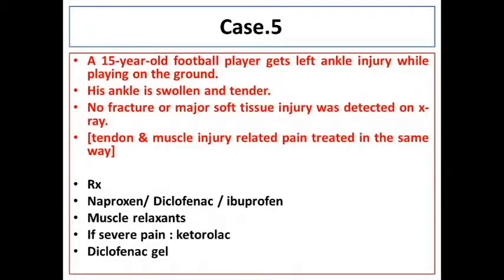Case number 5. In case number 5, there's a young football player who gets an ankle injury, and the ankle is swollen and tender, and most of the injury is soft tissue injury. So whenever there is soft tissue injury, then what we need to prescribe is just a pain reliever along with an anti-inflammatory drug. So that is why most of the prescription is naproxen, diclofenac or ibuprofen.